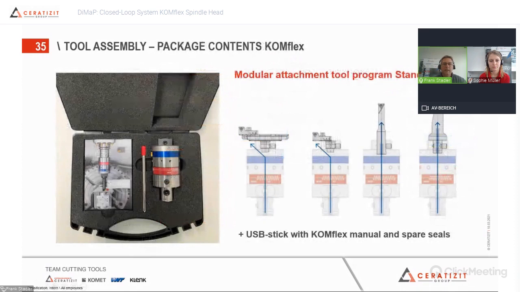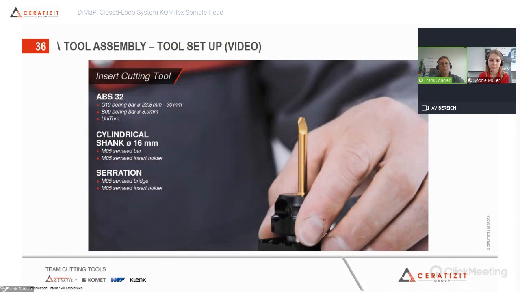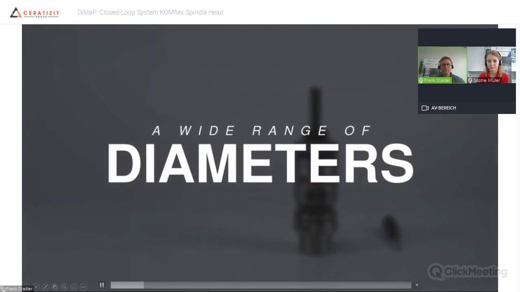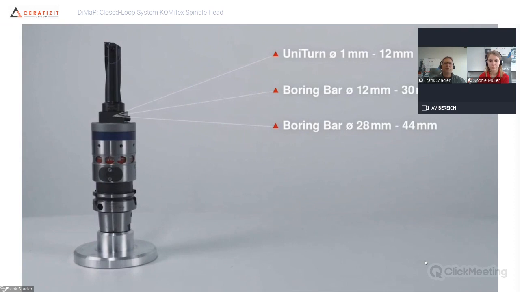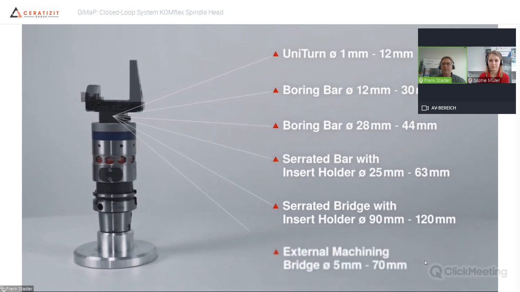The KOMflex is supplied in a robust plastic box. In addition to the KOMflex, the box contains the magnetic pen, a USB stick with the operating instructions, and spare seals. Here is a brief overview of possible tool setups. First, the smallest one, from approximately diameter 1, up to, with different boring bars, a maximum diameter of 120 millimeters, or for external machining up to diameter 70.